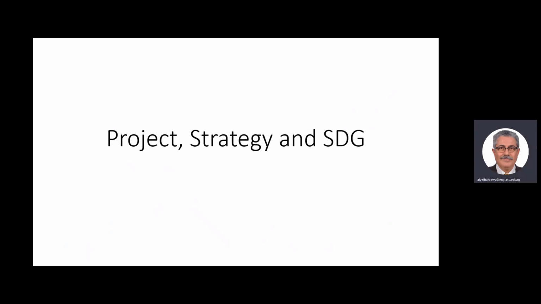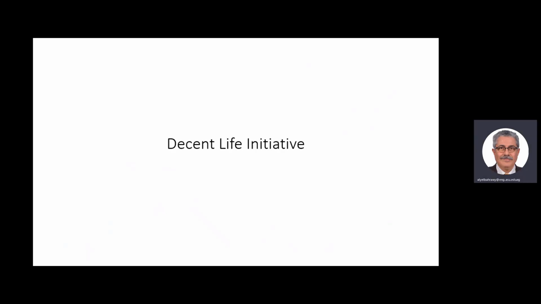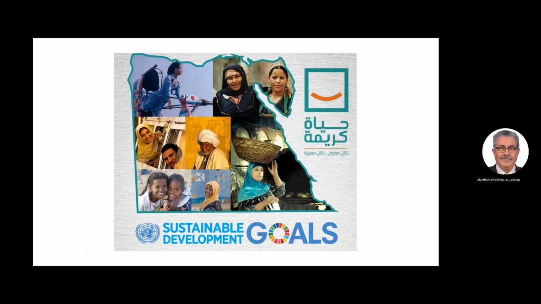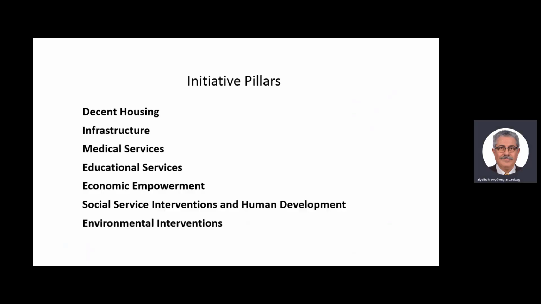Here, we move after the definition of the SDGs in terms of hierarchy and the definition of strategy to speak about projects. We will start with an important initiative, which is called the Decent Life Initiative. And as you can see from the advertisement here, the Sustainable Development Goals appear in the banner with a photograph of these beautiful Egyptian faces.